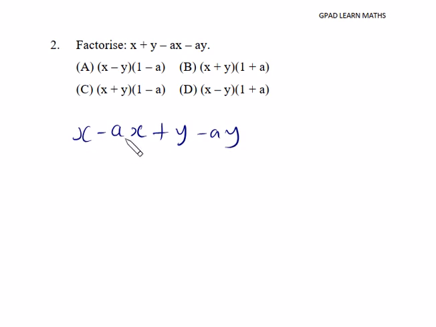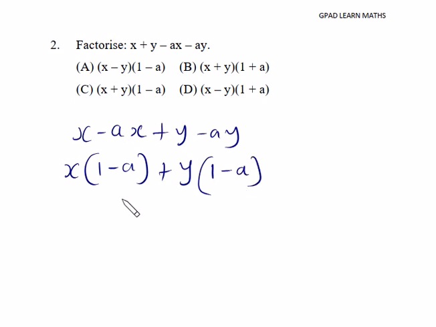Looking at these first two terms, what's common here? X is common. Bring out x, open a bracket, and write 1 minus a. What I did was x into x is 1, and x into minus ax is minus a. Plus, what's common here and here? I have y and I have minus ay. Y is common. Bring it out, open a bracket again, and divide these two terms by that factor, so that you get what will be left in the bracket. Y into y is still 1, and y into minus ay is minus a.